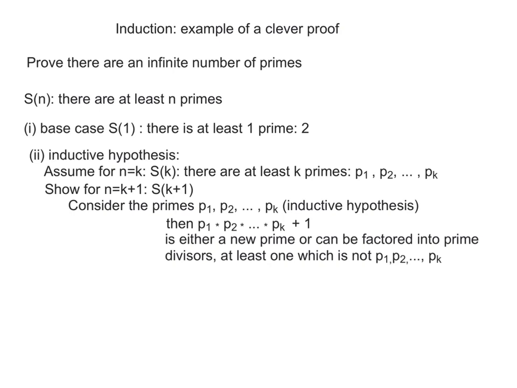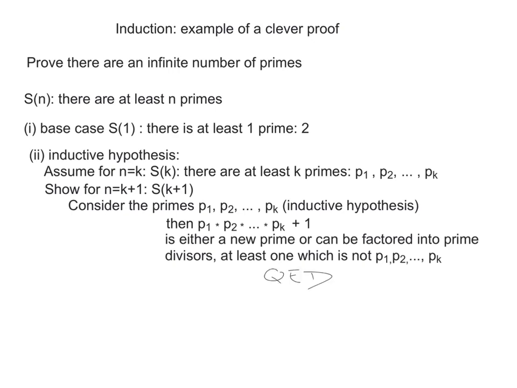To show for n equals k plus 1, in other words, S of k plus 1, we're going to consider our k primes. And the k primes we get from our inductive hypothesis. So this is where we're using our inductive hypothesis. We assume there are k primes, then we consider multiplying all the primes together and then adding 1. So this number here, the sum, is either a new prime or it can be factored into prime divisors, at least one of which is not p1, p2, up to pk. And that way we've gotten another prime divisor or more.